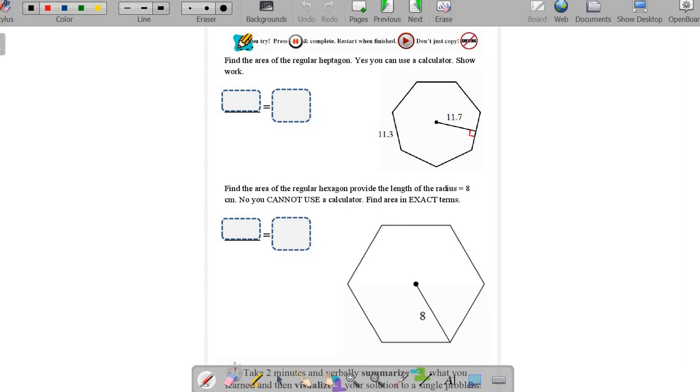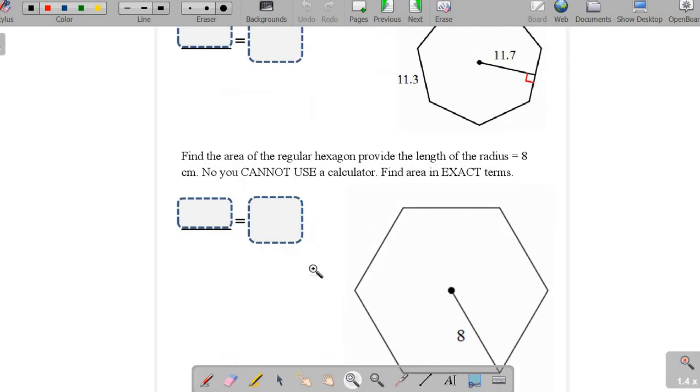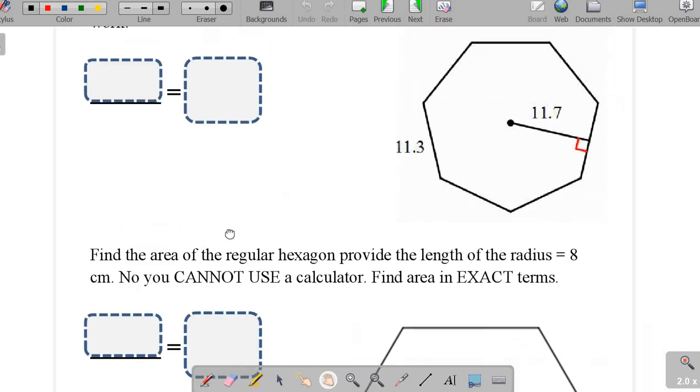This page you're going to do on your own, folks. Pause the video and then restart. Welcome back. Let's see how you did here.